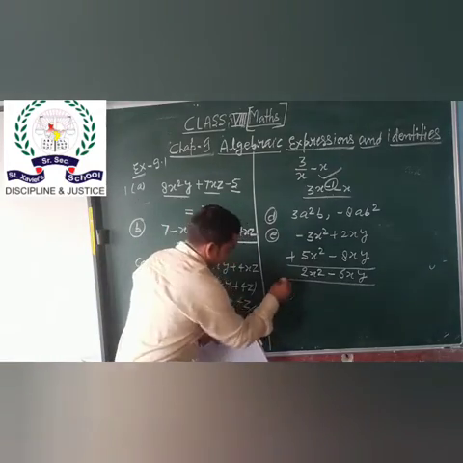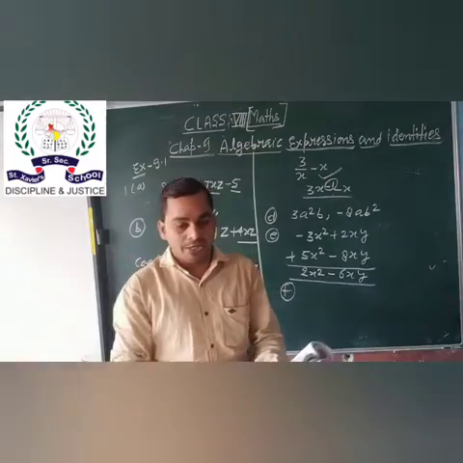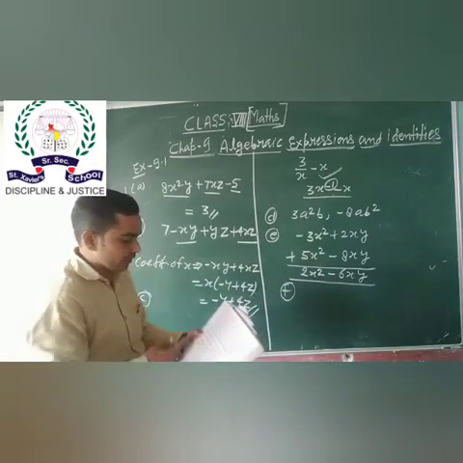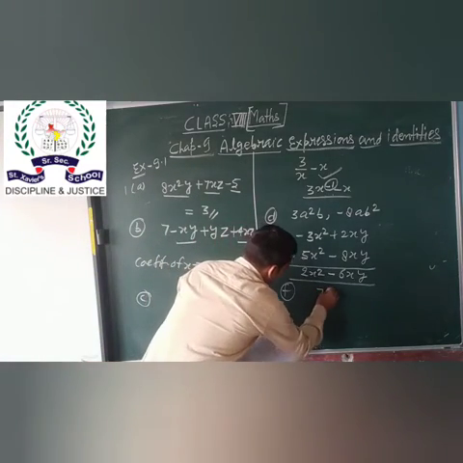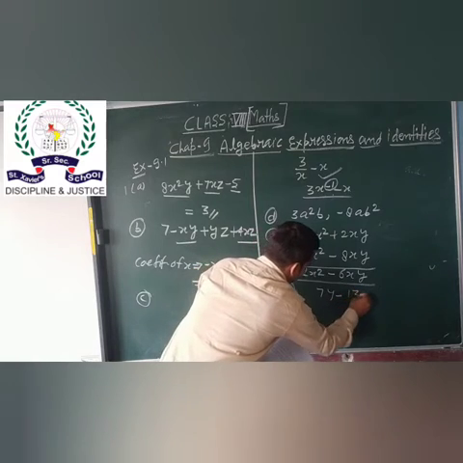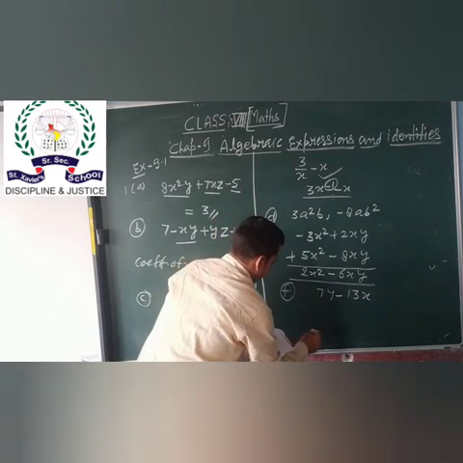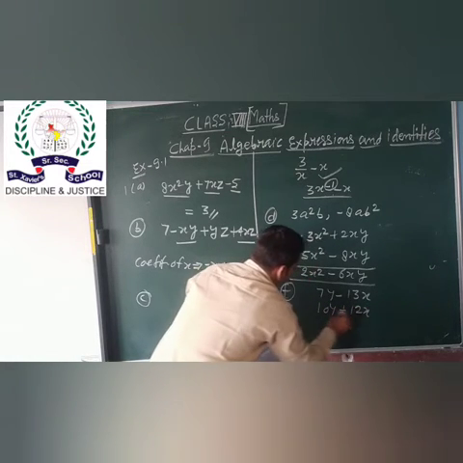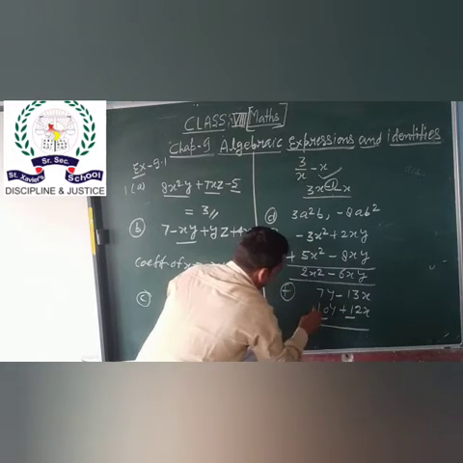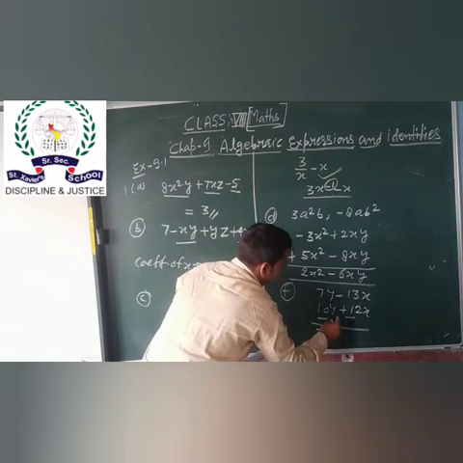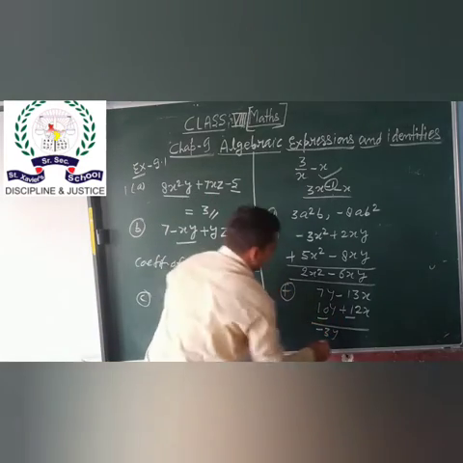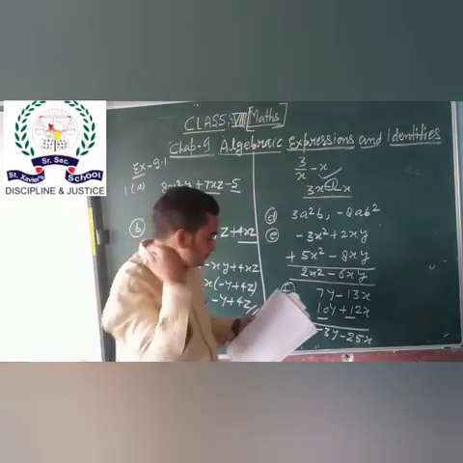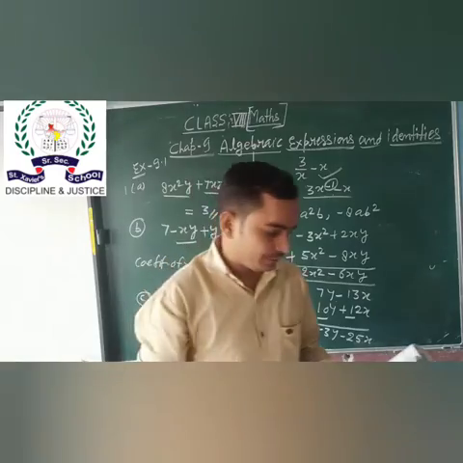The F part. When 12x plus 10y is subtracted from 7y minus 13x, what do we get? So 7y minus 13x and 12x plus 10y. Then we subtract: 7 minus 10 is minus 3y, and minus 13 minus 12 is minus 25x. So we have minus 3y and minus 25x.